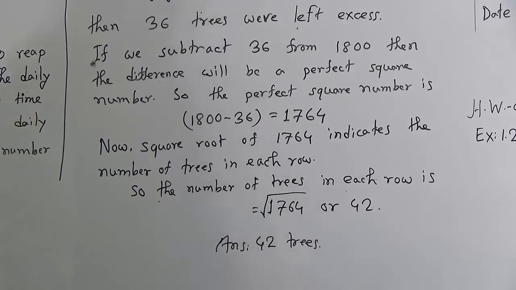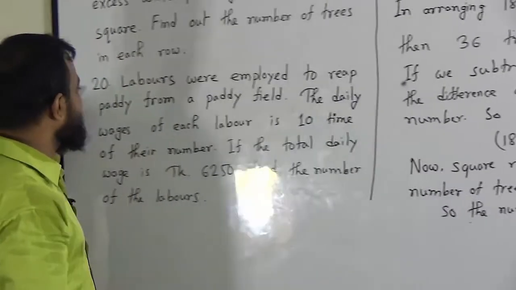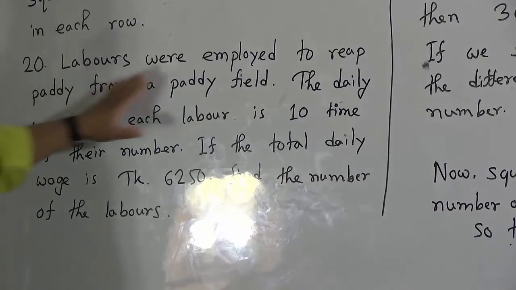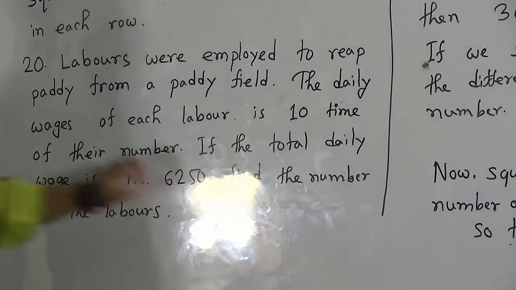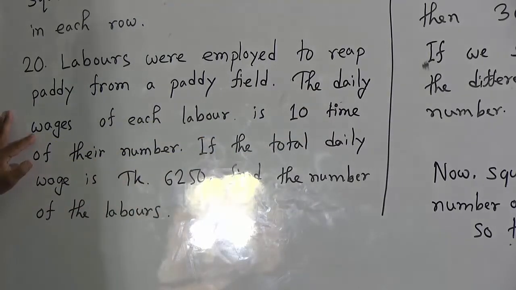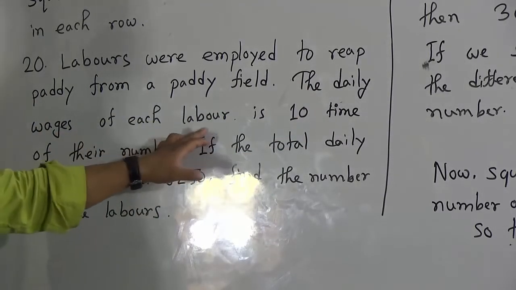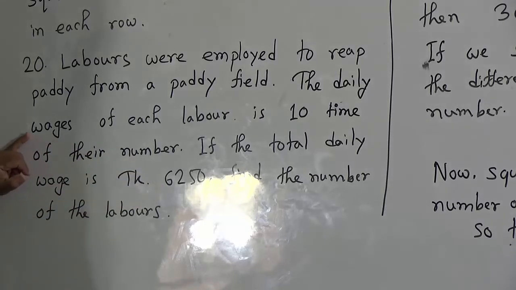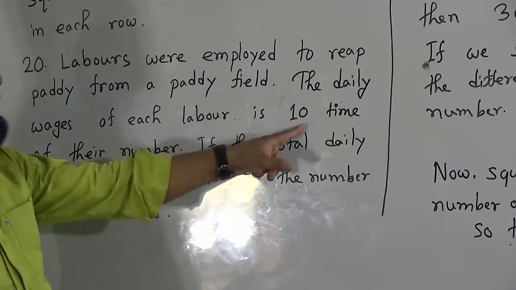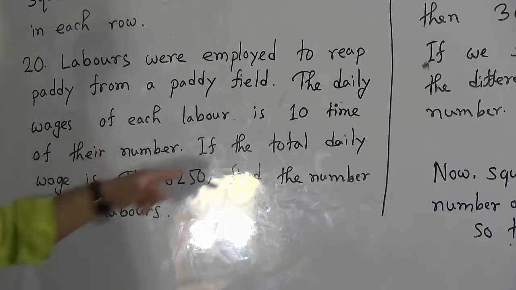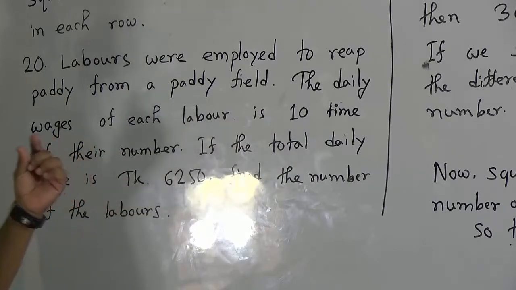Understand the question. Now the next question is question number 20. We need to solve question number 20 here also. Question 20 says: laborers were employed to rake paddy from a paddy field. The daily wages of each labor is 10 times their number. Wages means their income. Each and every labor's income is 10 times their number. How many labors are there? That multiplied by 10 is their daily wages.